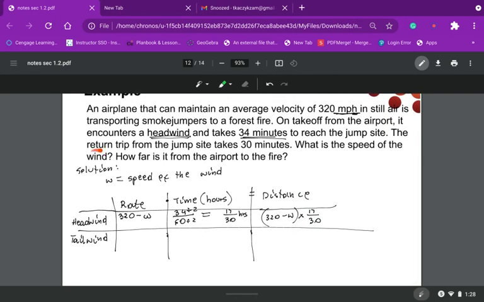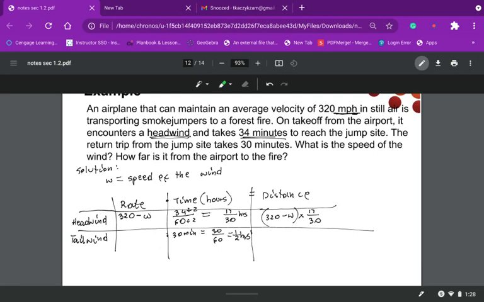Now, the return trip from the jump site takes 30 minutes. So let's focus on this one. 30 minutes, we need to convert to hours. This is the same as 30 divided by 60, which is just 1/2. So it takes half of an hour to go back, and the return trip from the jump site takes 30 minutes. And what is the speed of the wind?